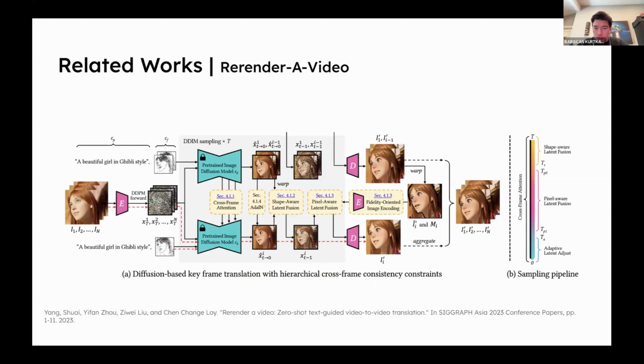So basically, they utilize cross-frame attention and AdaIN in here, and also they use flows for warping to the next frames, as you can see in the warp in the middle. And they did shape-aware latent fusion, then pixel-aware latent fusion, and then fidelity-oriented image encoding. So if you are wondering more about ReRender, I'm 100% sure that you should go and read it, because it's also one of the important papers in video editing.